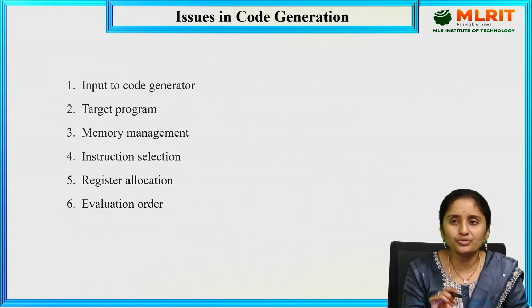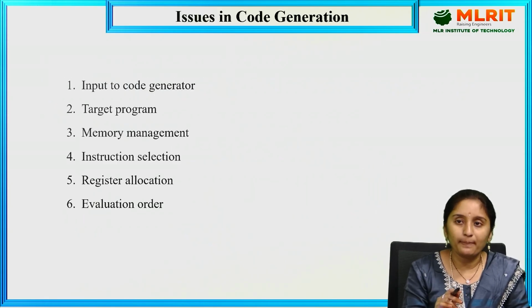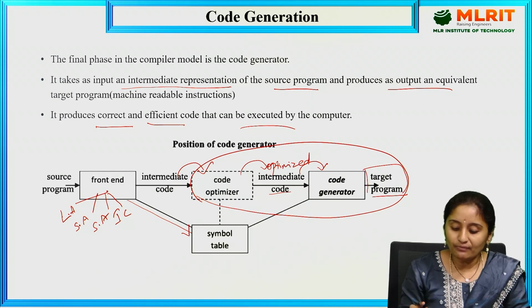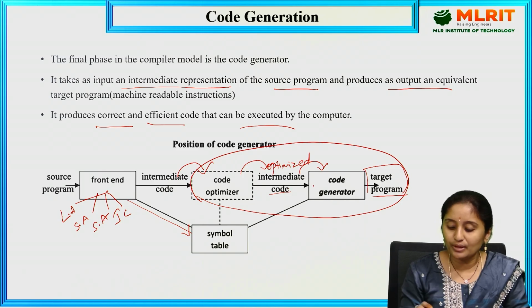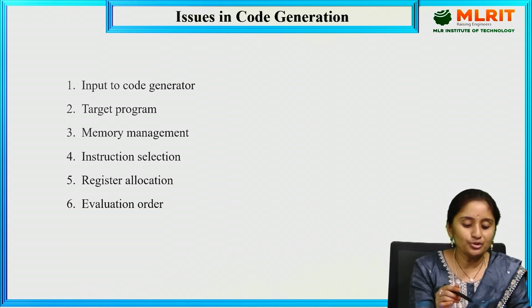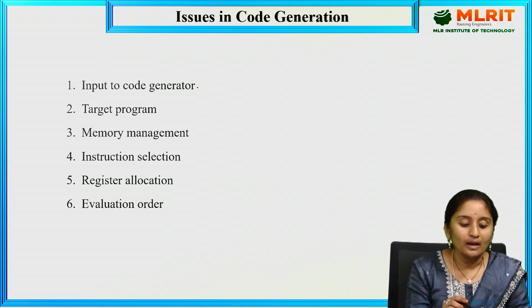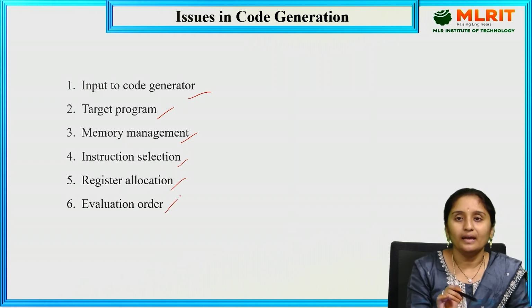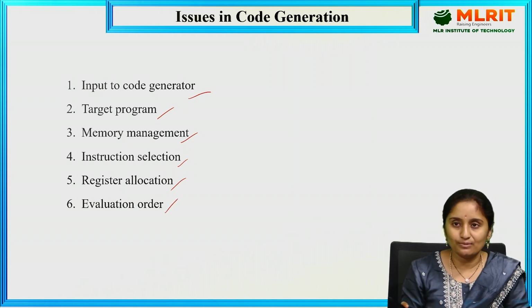So what are the issues in code generation? The issues are the parameters that take place in code generation. Here we give the optimized intermediate code as an input to the code generator to generate the target program, the machine readable program. So what are the parameters? That is what we call issues in code generation. There are 6 issues, 6 parameters: input to code generator, target program, memory management, instruction selection, register allocation, and evaluation order. These are the 6 that we are going to discuss here.